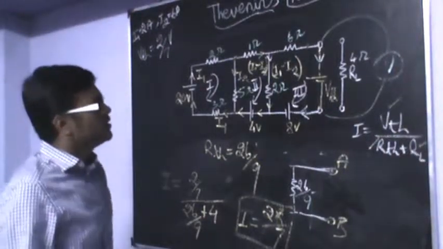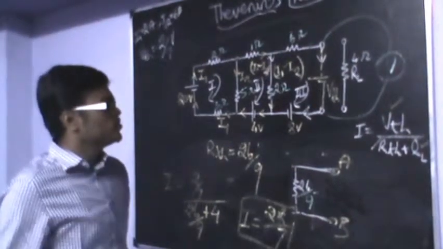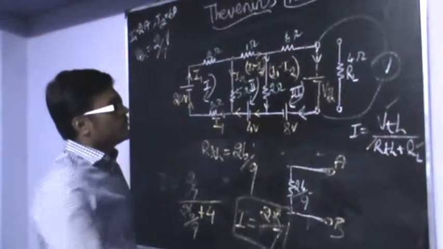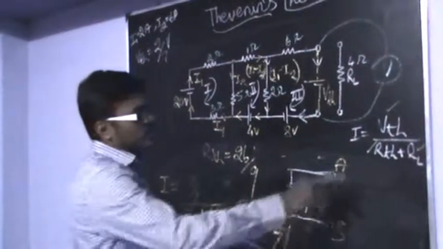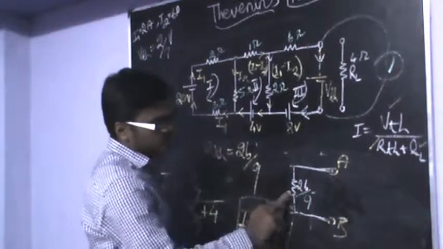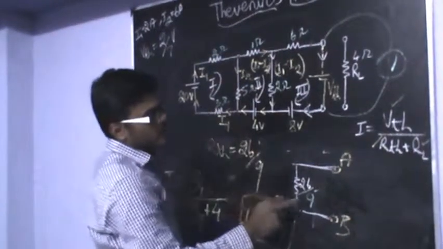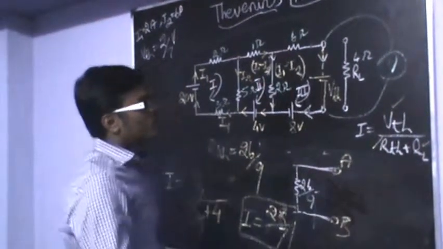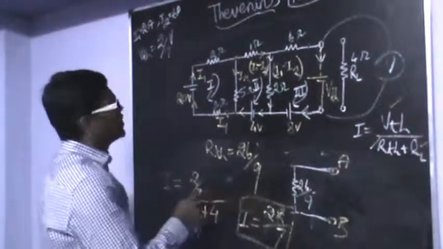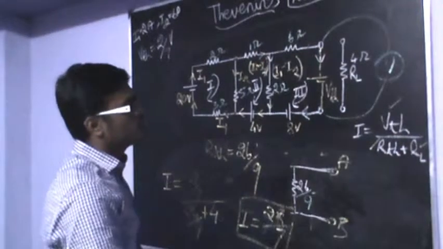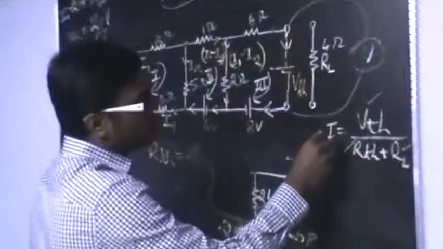After that I have to find the Thevenin's voltage, by assuming a Thevenin's voltage here and closing the circuit. Then I have to use the combinational circuits and reduce the circuit to find the Thevenin's resistance, and we know the load resistance is already given. After that I have to substitute the answers here, that is, we have found the Thevenin's current I is equal to VTH by RTH plus RL.